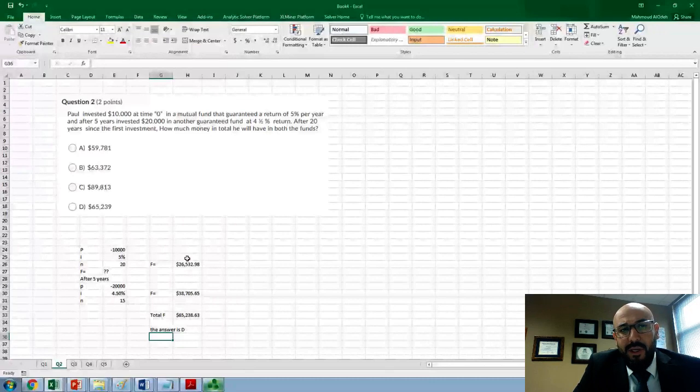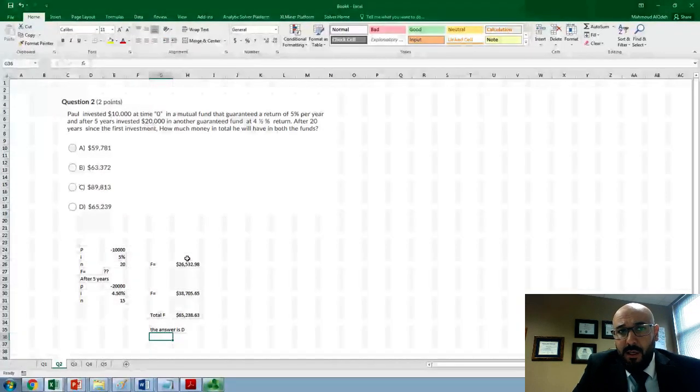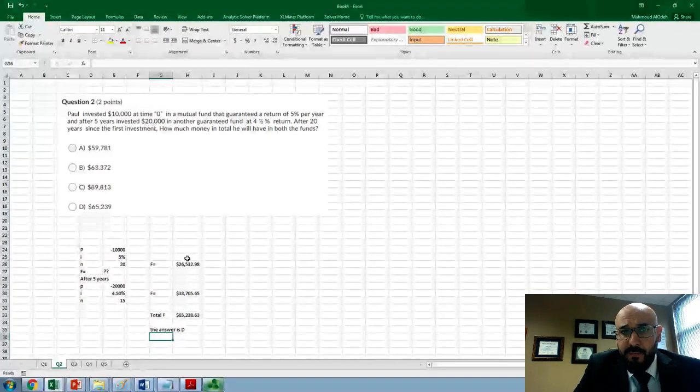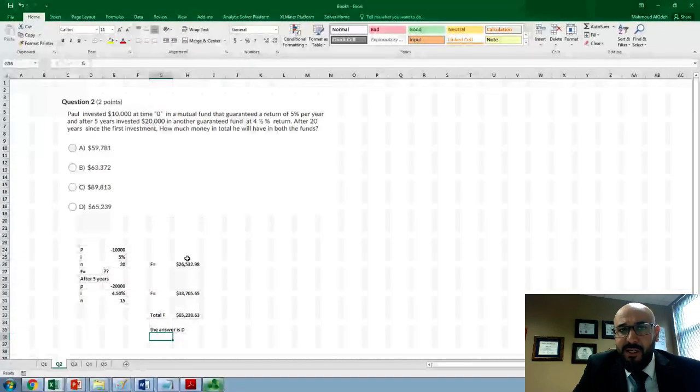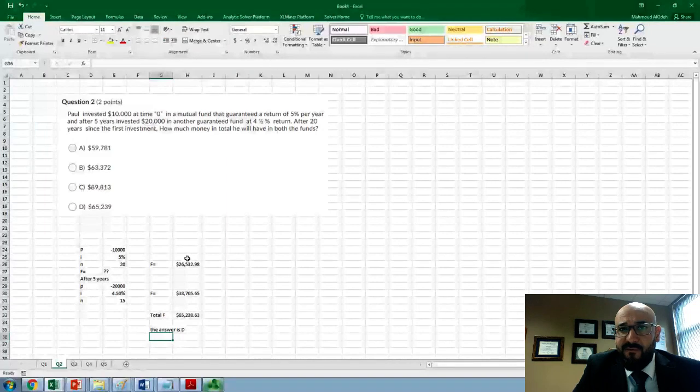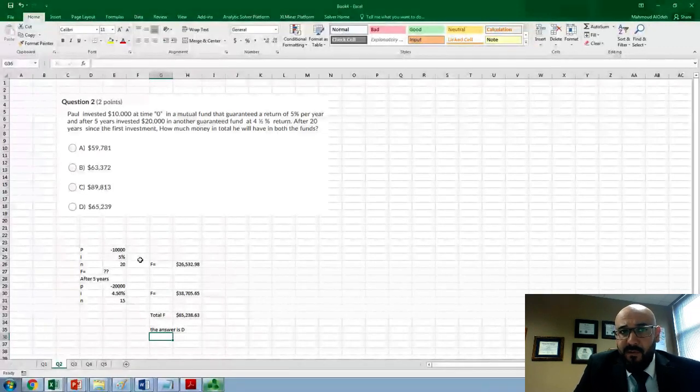As you see, we do have 2 transactions here. One is $10,000 at a 5% interest rate. The second one is $20,000 at a 4.5% interest rate. However, the $20,000, we did not put it at the beginning, we put it after 5 years, and we leave it in that fund or in that account for an additional 15 years. So let's go ahead and analyze the input for this question.